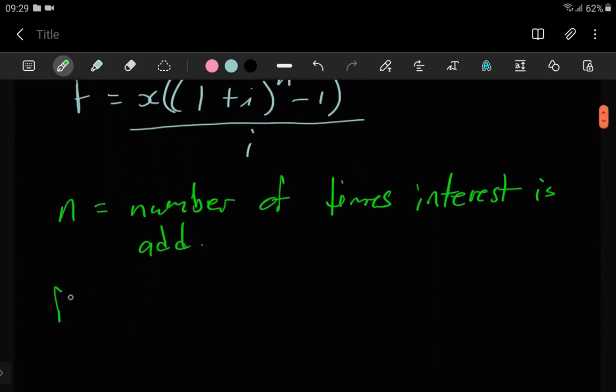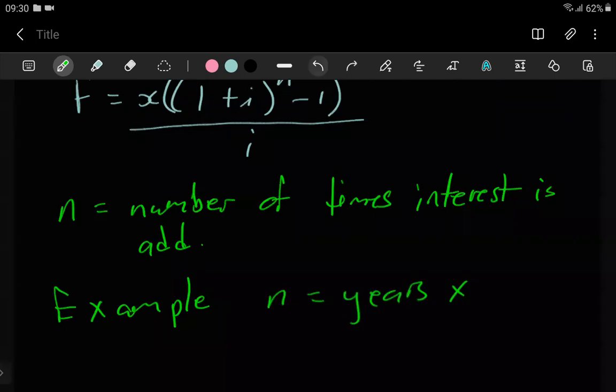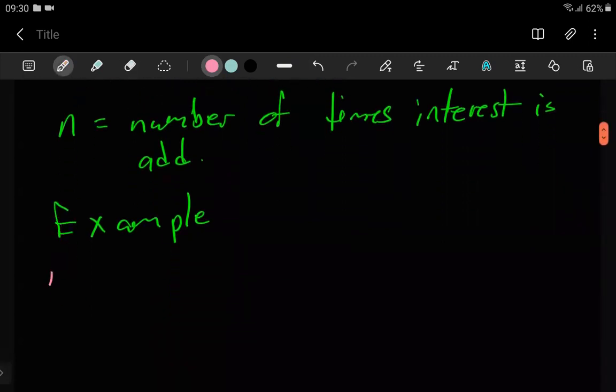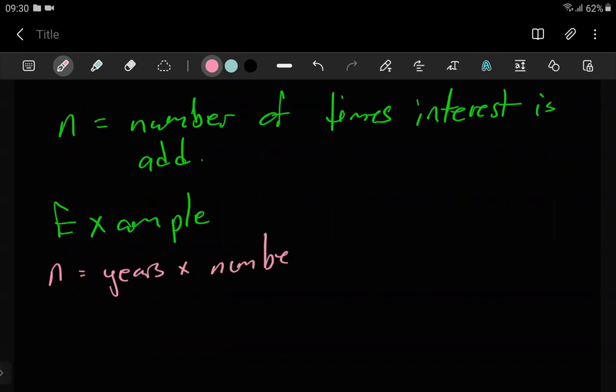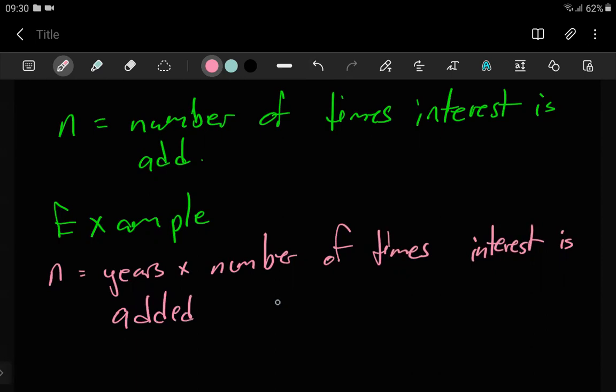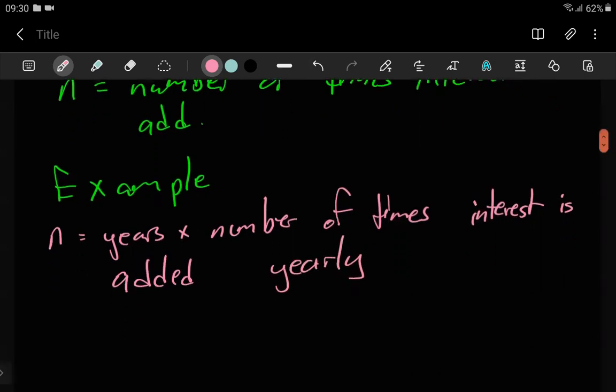As an example, n is always the years multiplied by the number of times interest is added yearly. Let me put that in words as well, because if we put it in words first, the explanations are easier. So n is always the years multiplied by the number of times interest is added yearly.